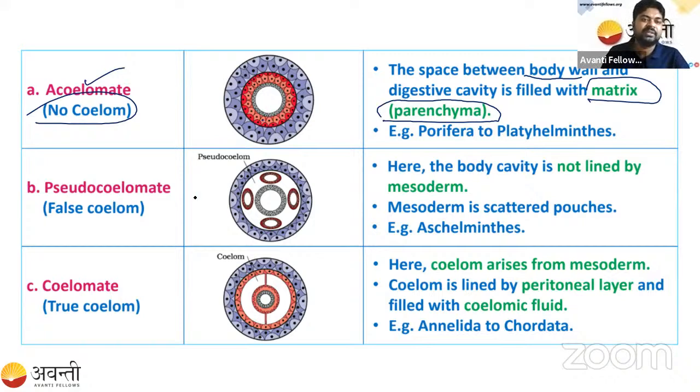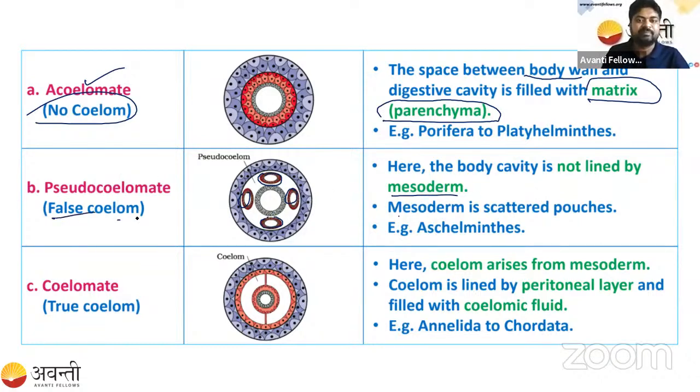Next is the pseudocoelomate. In case of pseudocoelomate, the mesoderm is scattered in pouch form. Here you can see this part is the mesoderm, and it is not completely spread between the body wall and the digestive part. So here you can see the mesoderm scattered in pouches, and the body cavity is not completely lined by the mesoderm. That's why it is known as the pseudocoelomate.